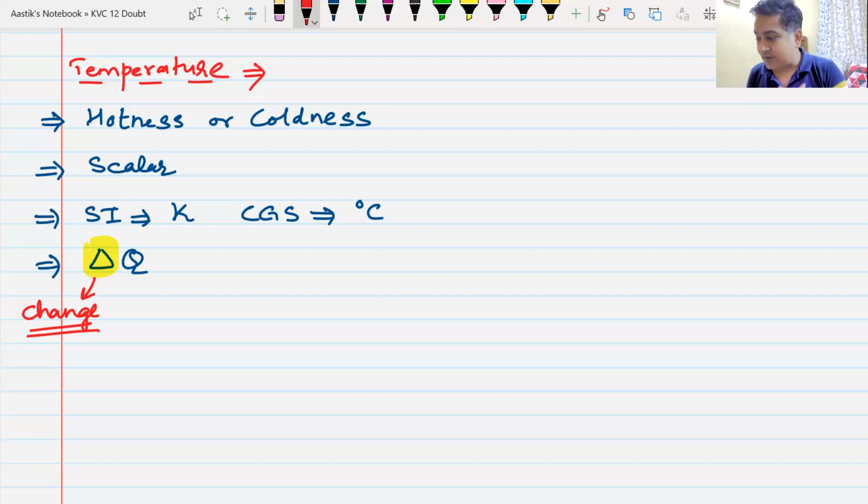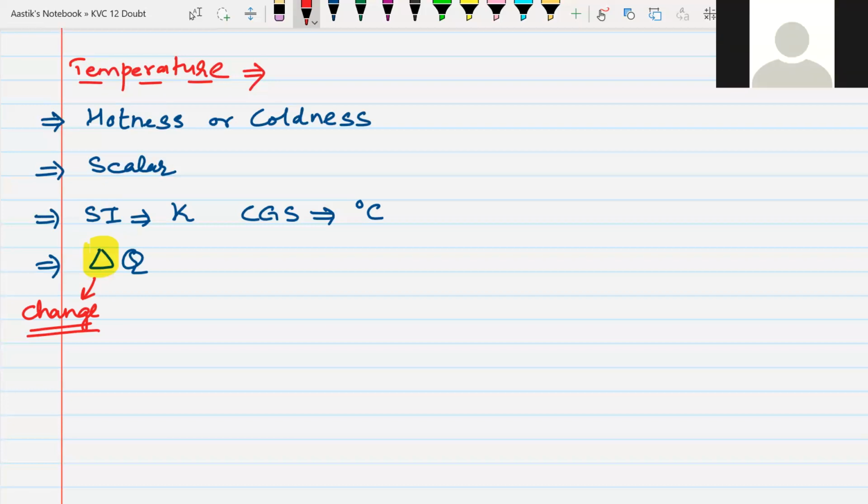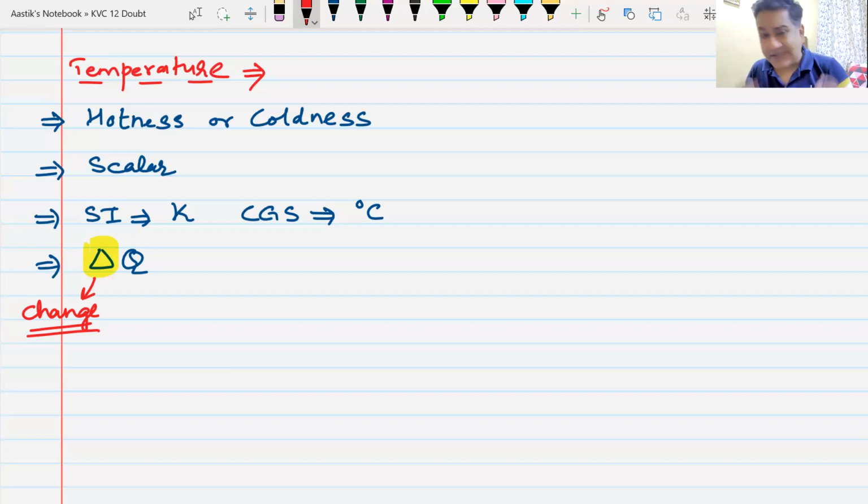For example, if I say that 10 calories of heat has been transferred from point A to point B, my statement is correct. But if I say that I have 20 calories of heat inside me, that is the wrong statement. Heat is not contained inside a body. Heat is only defined when it is getting transferred. So I can lose heat, I can gain heat, but I don't have heat in my body. Do we understand this? Heat is only defined when it is moving, when it is in transfer, and that is why I'm going to use delta Q.